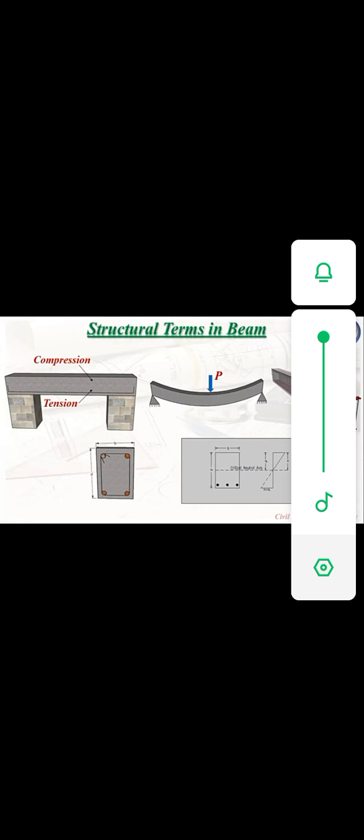Today we are going to discuss what are all the structural terms used in beams. Beam is the horizontal structural member and its primary function is to provide support to the slab. And also it takes the load from the slab and transfers the load to the column.